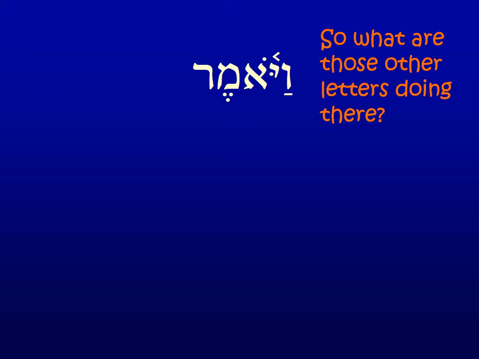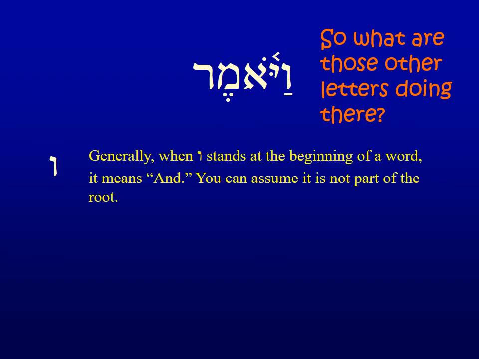Okay. So if we're trying to determine what all of the different letters are doing in this word, we've now eliminated aleph, mem, and resh as the root. And so what we need to do now is explain the vav and the double yod. The vav, when it stands at the beginning of a word, means and. It can also mean but or so. Typically it's going to mean and. And whenever you see vav at the beginning of a word, you can assume that it is the particle and is not part of the root. It makes identifying the root easier.